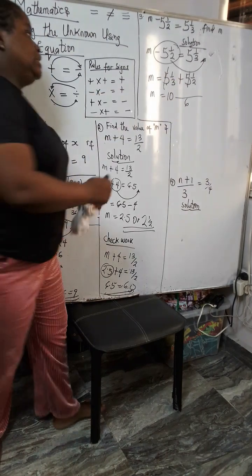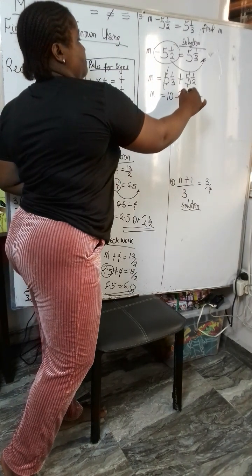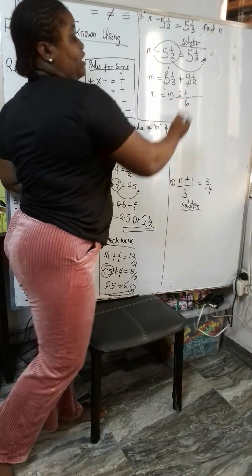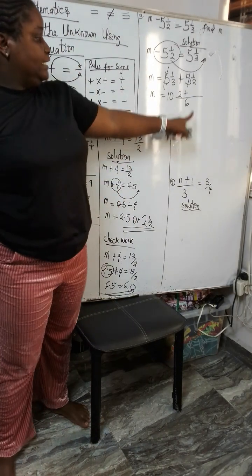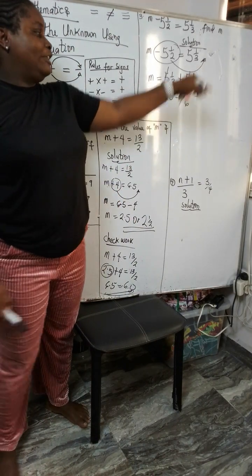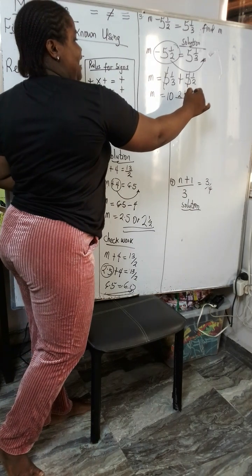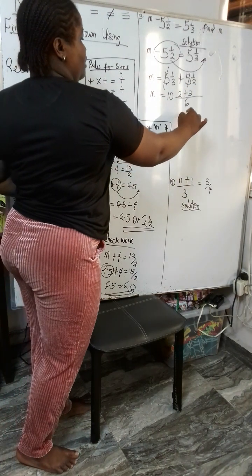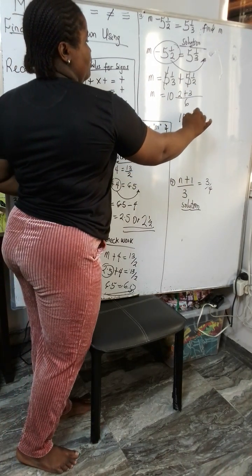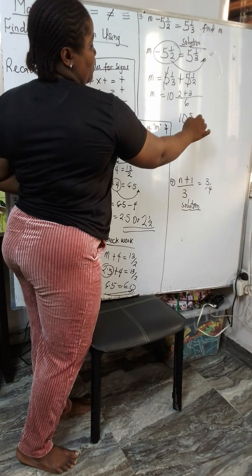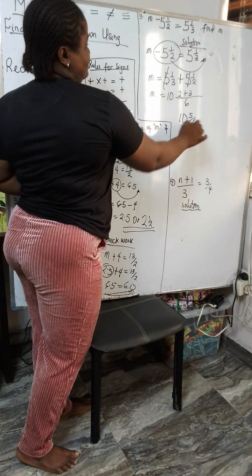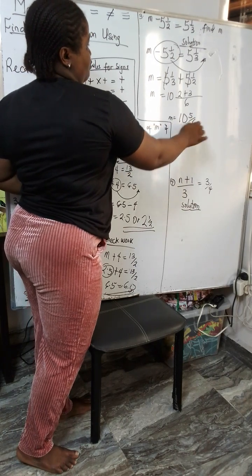So 6 divided by 3 is 2, 2 times 1 is 2, plus 6 divided by 2 is 3, and 3 times 1 is 3. So this is now 10 whole number 5 over 6 as the value of n.